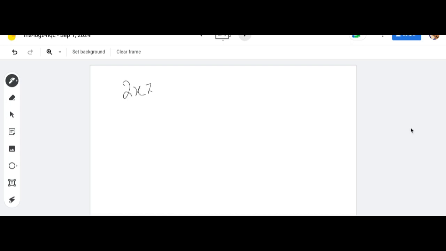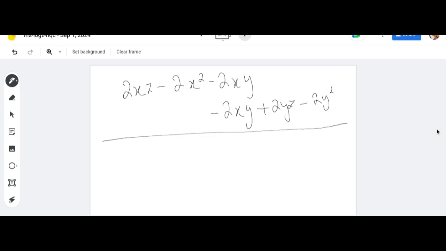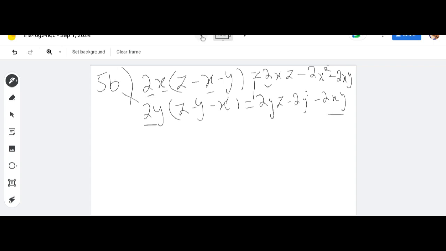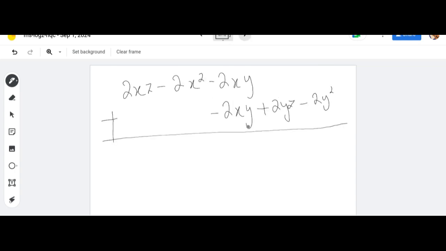2xz minus 2x square minus 2xy, and the same values should be placed with each other, then plus 2yz and minus 2y square. Can you tell me why I put plus with 2yz by looking at this expression? Because both are minus. No, these are both minus. 2y square has the minus, xy has the minus. I put this with addition. Why? Because this term has addition. That's why.